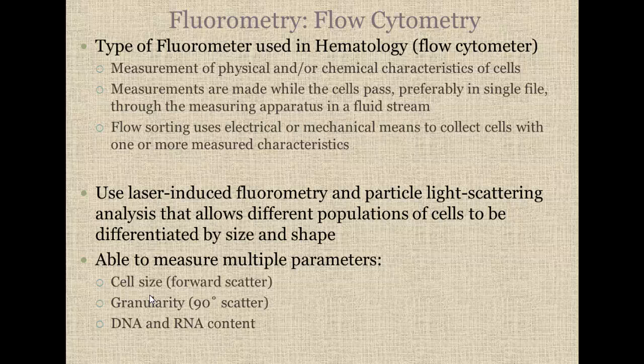by size and shape. Now, you're going to go through more of this in your hematology courses, but some of the things that you can do is measure the forward light scatter, and it'll tell you the size of the cell. Is it a small platelet? Is it a medium red cell, or is it a large white cell? The granularity is a 90-degree scatter. So that would be things like your neutrophils would have more granularity than, say, a lymphocyte. It can also look at DNA and RNA content too.